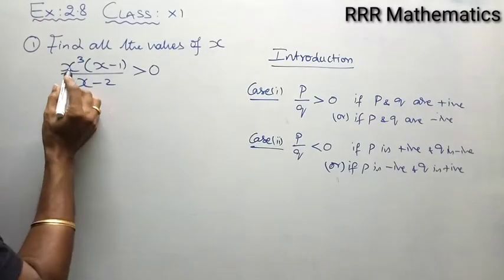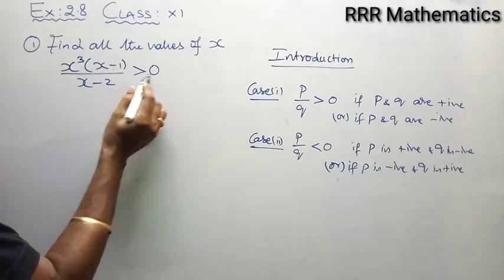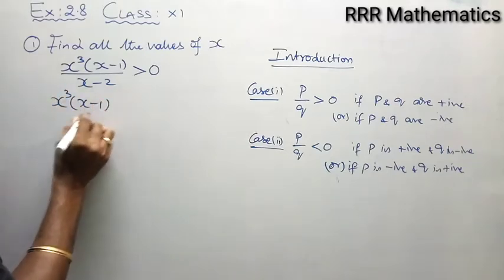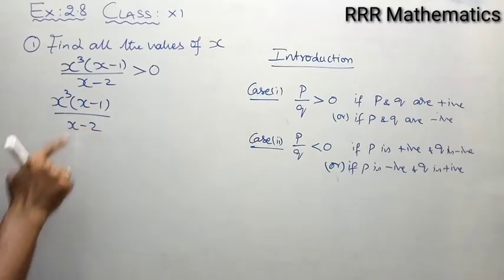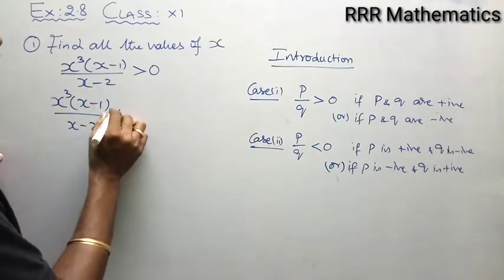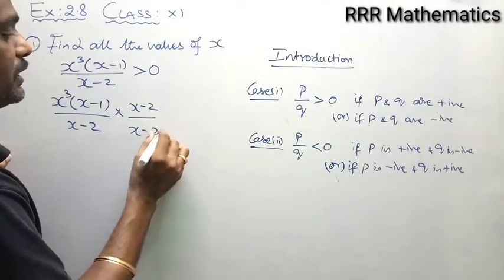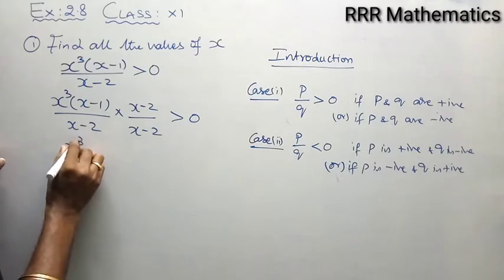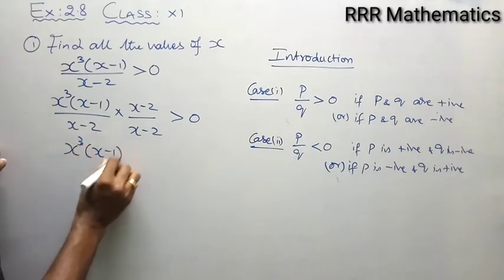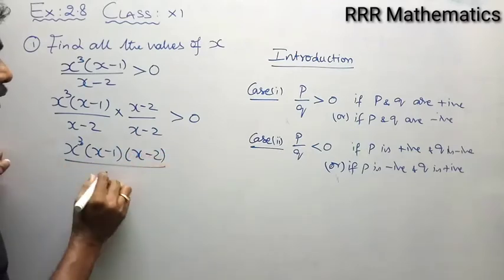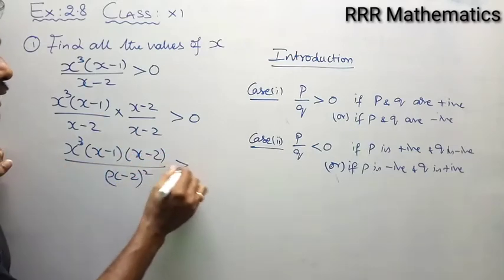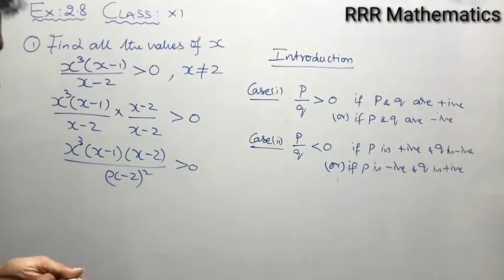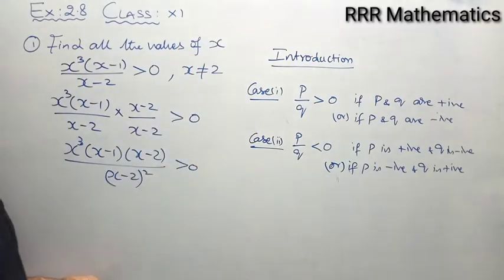Got it? So in this case, we have x cube into x minus 1 divided by x minus 2 which is greater than 0. What am I going to do in case of inequality while solving? I have x minus 2 in the denominator. I will multiply and divide by x minus 2. So when I do this, what will happen? This will be x cube into x minus 1 into x minus 2. The denominator will be x minus 2 whole square. The condition is not given, but in this case x is not equal to 2. When x equals 2, it becomes infinity. So x is not equal to 2.